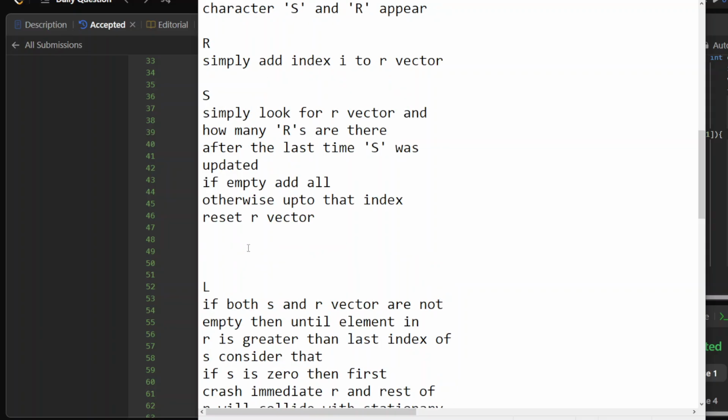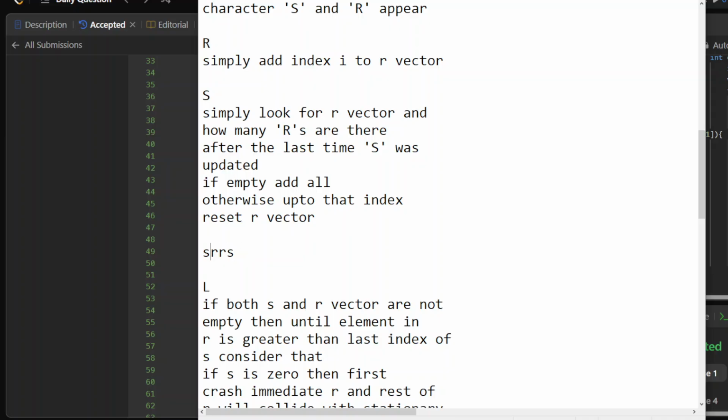So here what I'm telling is, we just need to keep looking at the R vector and how many R's are there after the last time S was updated. Let's say currently I am at S and before that it was like this, and this is my current. I've given space over it. So this is where currently I am, right?